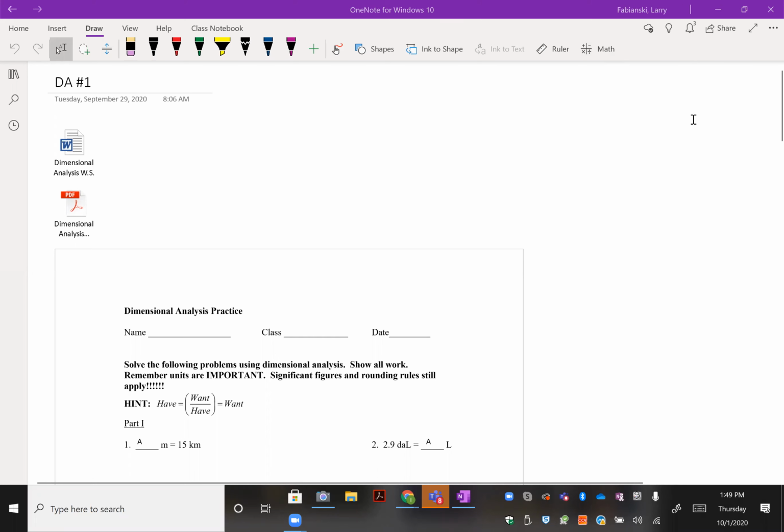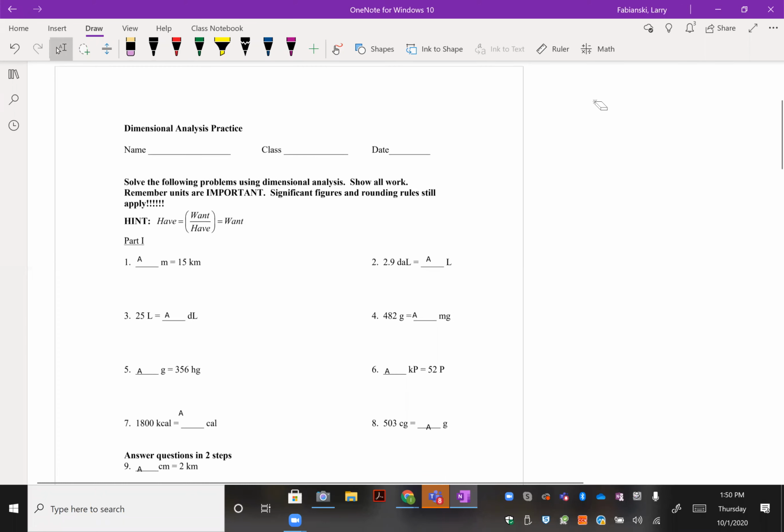What we are looking at right now is the first dimensional analysis practice sheet, DA number 1. Hopefully you're following along at home. We're going to take you through some of these and show you how we got the answers. So let's first take a look at number 1. We're only going to do a couple of these. However, feel free to pause, rewind this, go back over, so that you can see what we're doing.